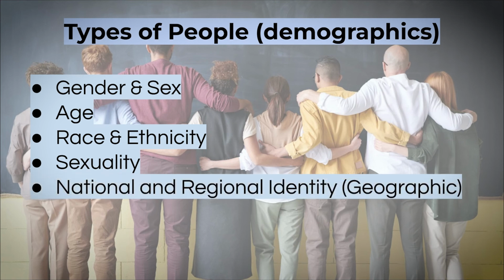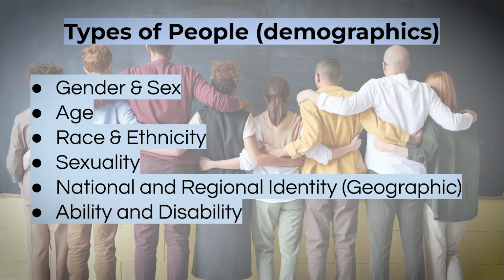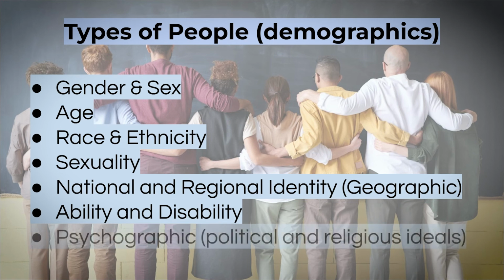National regional identity, so it's geographic as well, so how different countries, the West versus the East, the Middle East, how might something be represented differently to those different audiences, including those different representatives. Ability and disability is something that I've seen popping up quite a lot in the last 10 years. And also you can look at psychographic if you want to get a little bit more higher level, talking about political, religious ideals. It might also just be talking about something like active and passive audiences, and the idea of how an active audience might react to something differently than a passive audience.